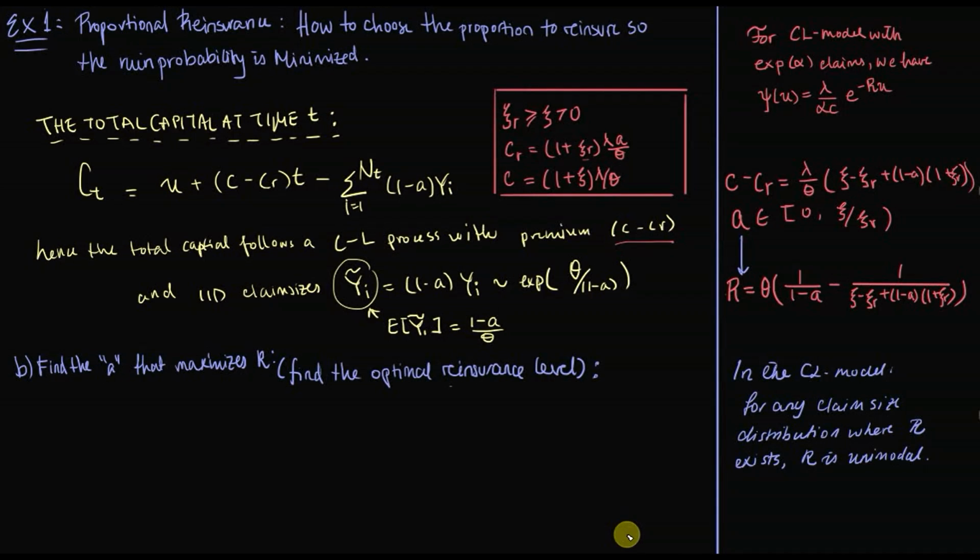In B, we already have an expression for the adjustment coefficient, and then we want to find the reinsurance proportion that maximizes the adjustment coefficient and in turn minimizes the ruin probability. We can also say that what we want to do is find the optimal reinsurance level. So we want to find the A that maximizes R.